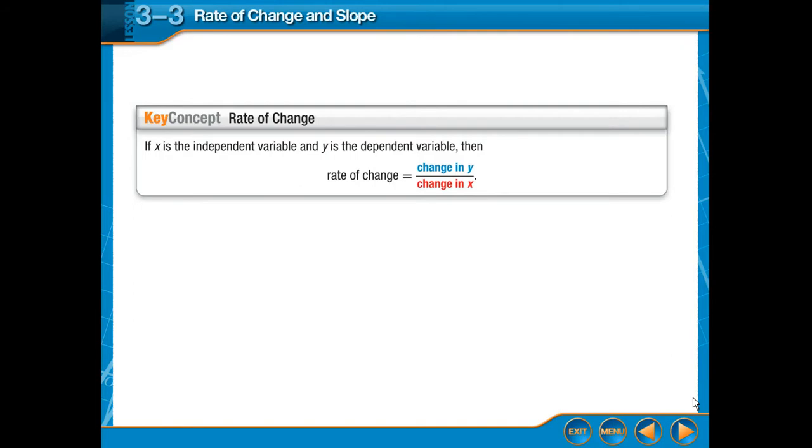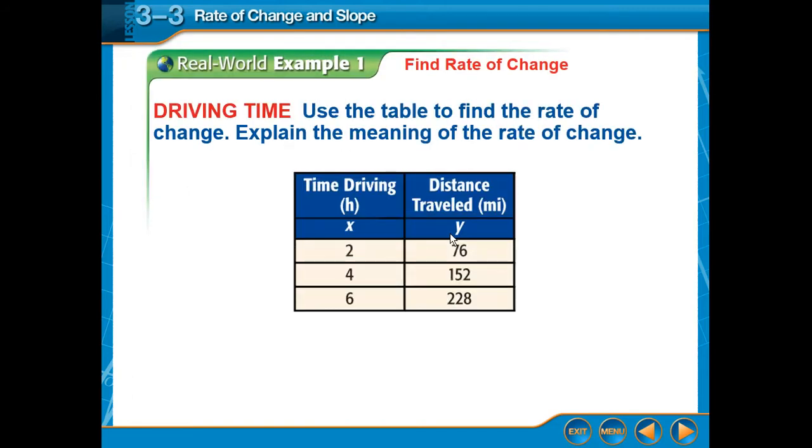So if x is the independent variable and y is the dependent variable, then the rate of change is the change in y over the change in x. Or, if we want to think about it, it's the dependent variable over the independent variable. Remember, the dependent variable depends on what the independent variable is. If we're looking at this table, they want us to use it to find the rate of change and then explain the meaning of it.